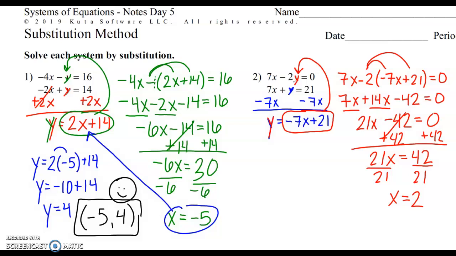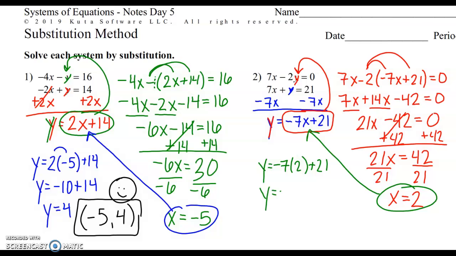Now that we know what x is, we can substitute it back into the first step. So y equals negative 7 times x, which is 2, plus 21. So y equals negative 14 plus 21. So y is 7. Ordered pair answer, x comma y, would be 2, 7.